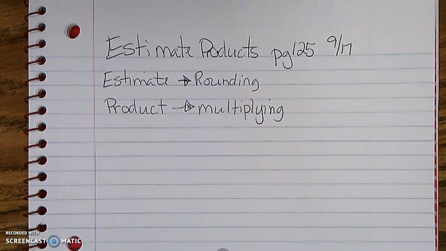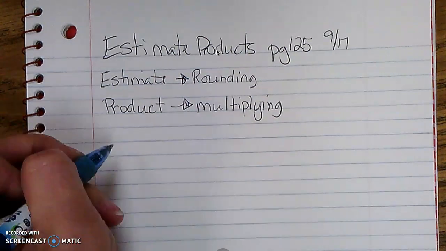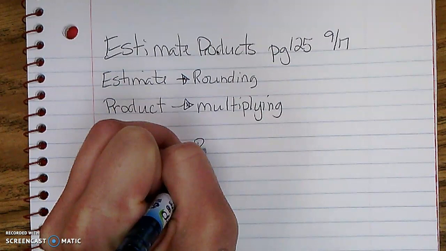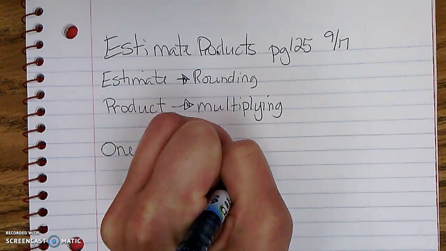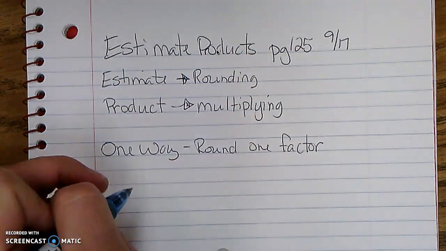So the first example here on page 125 tells us that a pet store has 12 gecko lizards for sale. Each gecko lizard costs $92. About how much money would the store make if it sells all 12 geckos? They're saying that there is one way to estimate, which is to round one factor. I'll be honest, I don't love this way, but I'm going to show it to you.